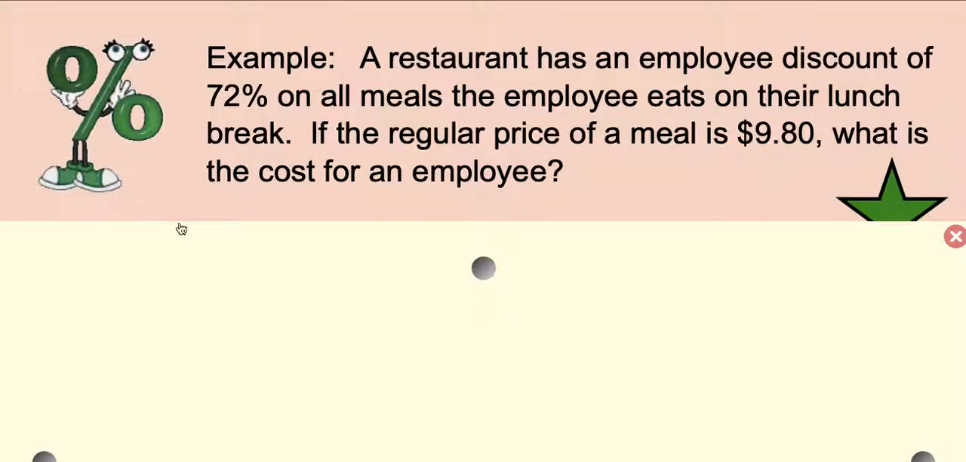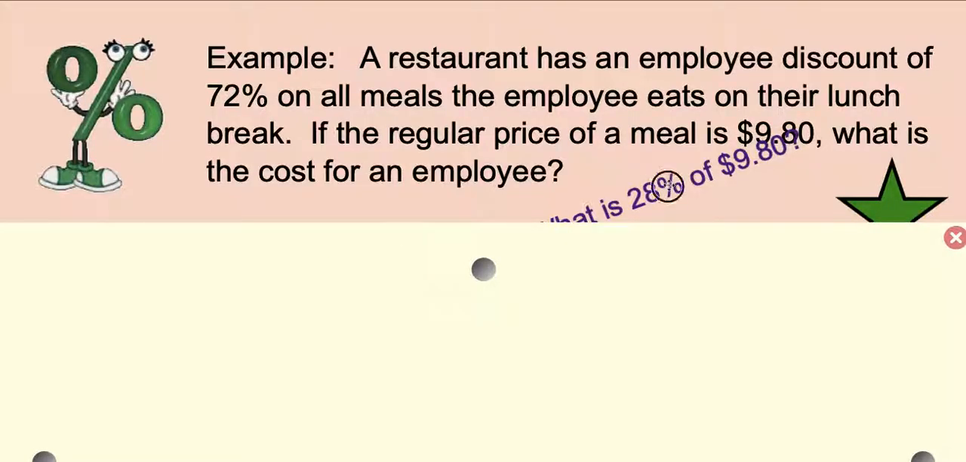But let's take a look at another one. Okay, we're just going to do one more, and then the rest of these you can do in class together. A restaurant has an employee discount of 72% on all meals. The regular price is $9.80. What is the cost for an employee? So the cost for an employee isn't 72%. The cost is 100 minus that 72%.